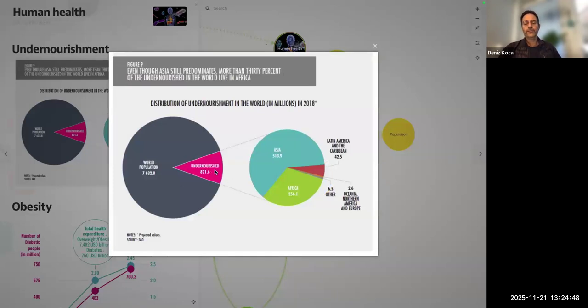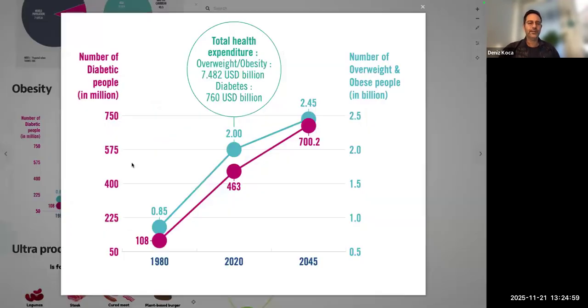Globally, again, just under 1 billion people are considered undernourished, mainly in Asia and Africa. And yet we have so much problem with obesity and overweight. Over 2 billion people. And the amount of money that we spend on obesity and overweight related diseases is an enormous amount of money that puts an extra pressure on the economic system.